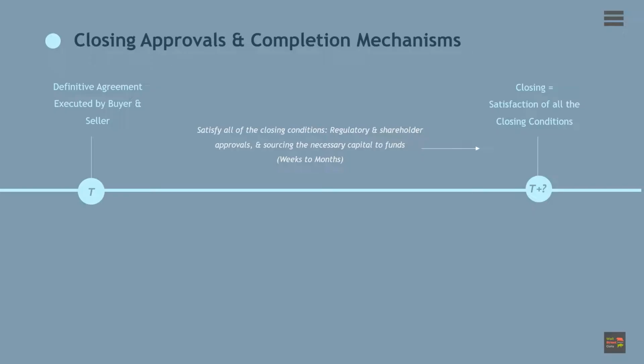At the top part of the slide, you will see the timeline from the signing of the definitive agreement to actual closing. Once the definitive agreement is executed by the buyer and seller, the two parties will then proceed to satisfy all of the closing conditions to the deal, including regulatory and shareholder approvals, and sourcing the necessary capital to fund and close the transaction. The time from when the definitive agreement is signed to the satisfaction of all the closing conditions of the deal can take weeks and months.